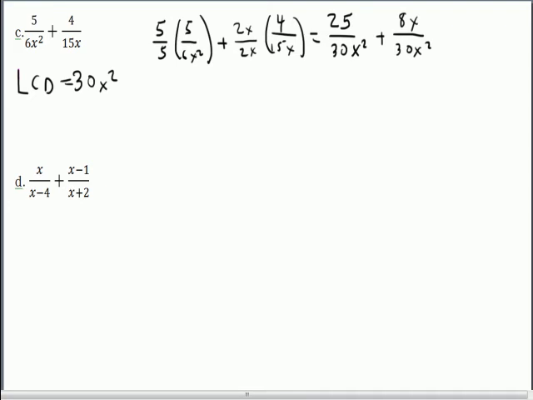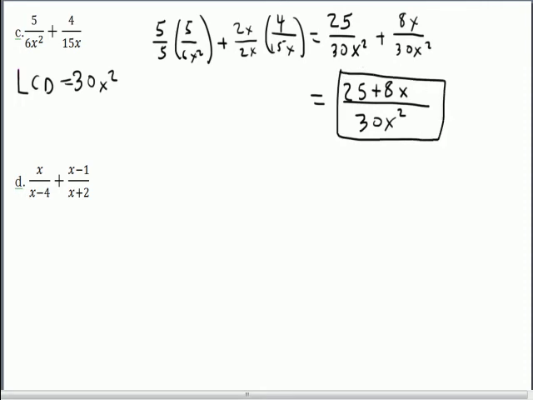Well, now we have a common denominator. So that common denominator is 30x squared. Let's make that a squared for real. So that should be 25 plus 8x in the numerator over 30x squared. And there's nothing to factor out in the numerator. I have no common terms to factor out. We're done. So sometimes that'll work out pretty easily. Need to deal with the domain here.